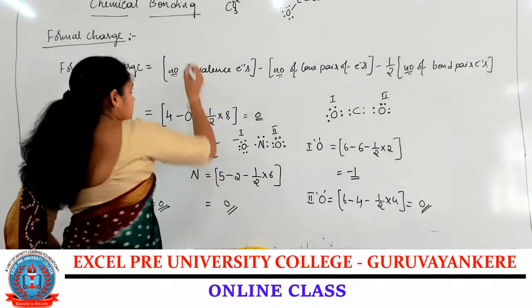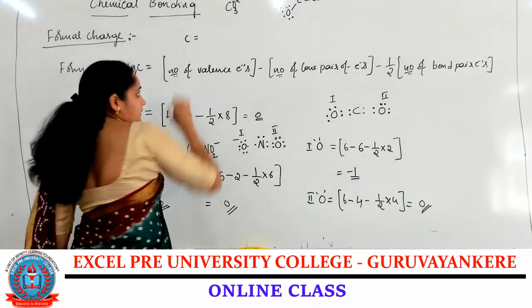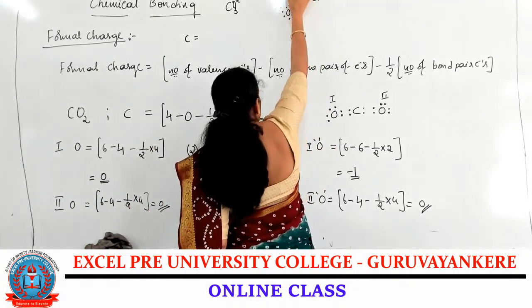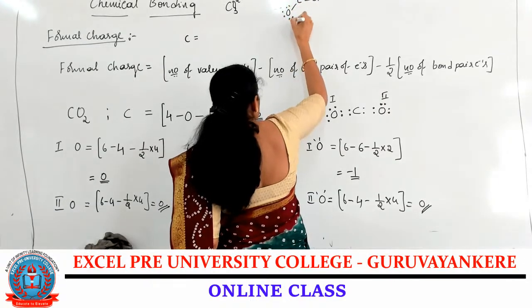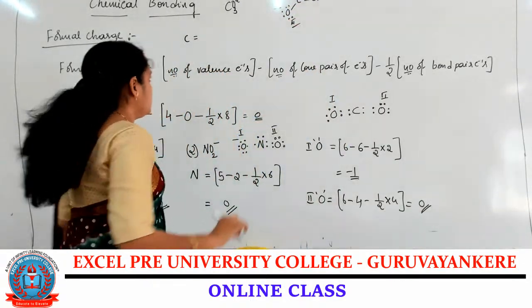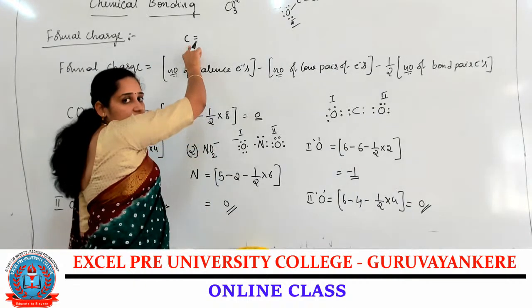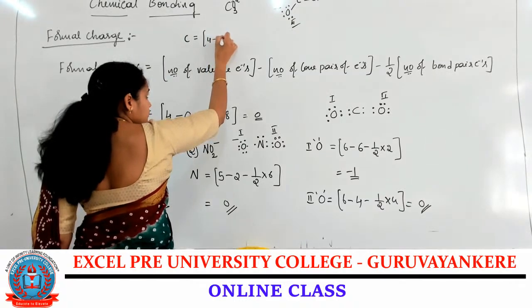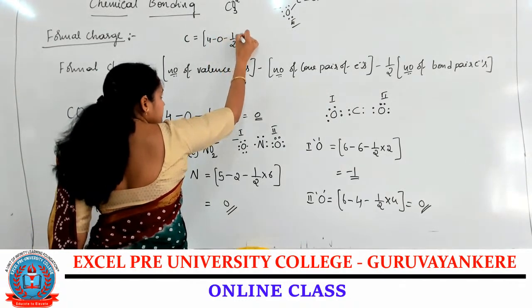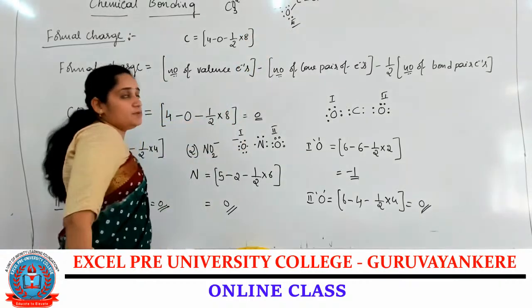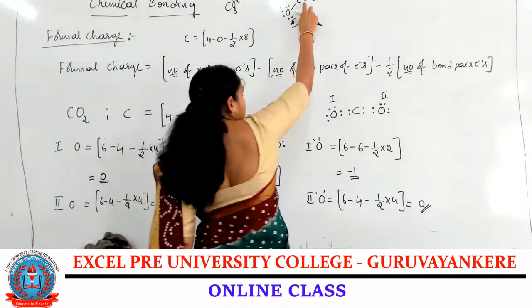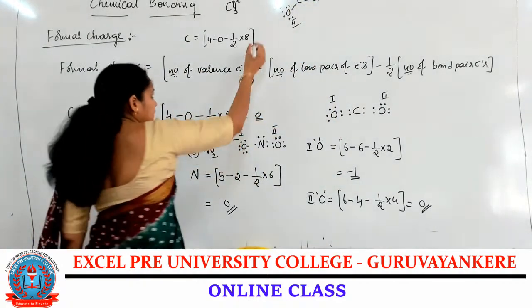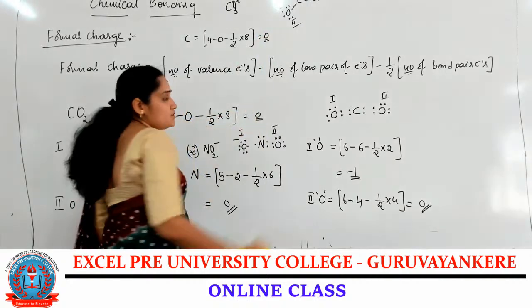Now you need to calculate the charge on the carbon atom. Consider this one is the first oxygen atom, second oxygen atom and the third oxygen atom. Formal charge on the carbon atom is equal to 4 minus 0 minus half into 8, isn't it? So total 8 bonded electrons are there, bond pairs of electrons 1, 2, 3, 4, 4 into 2, 8 electrons, is equal to 0 charge on the carbon atom.